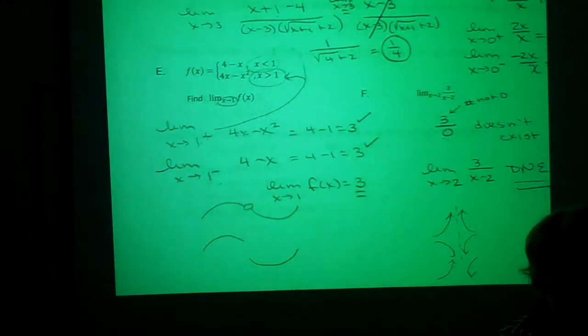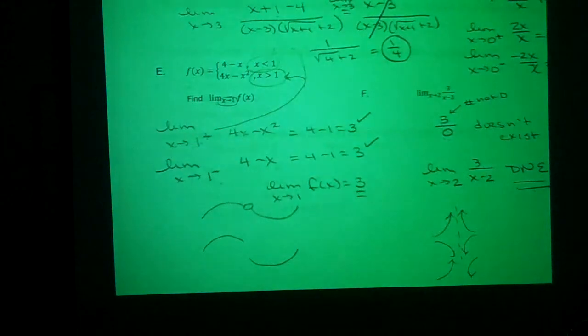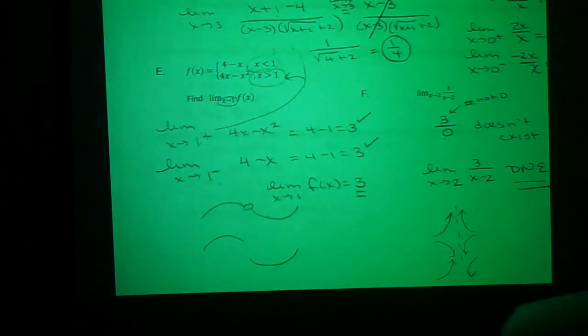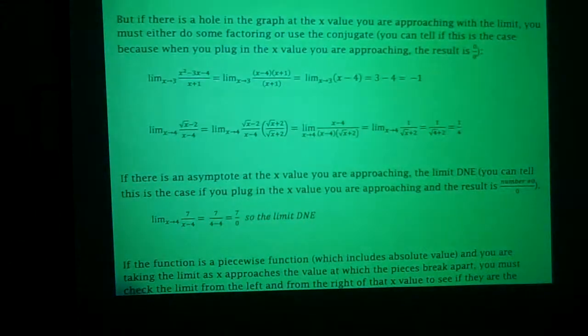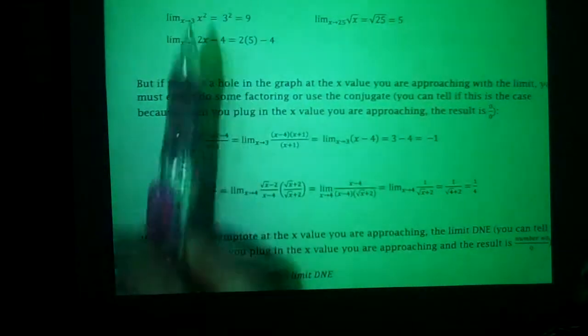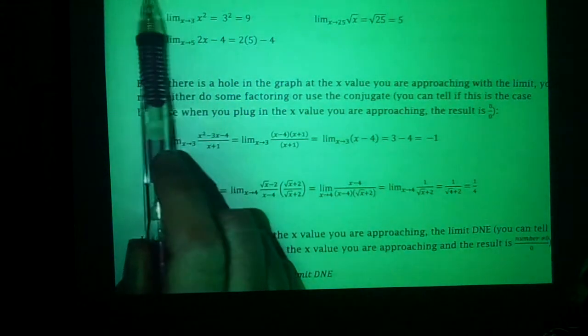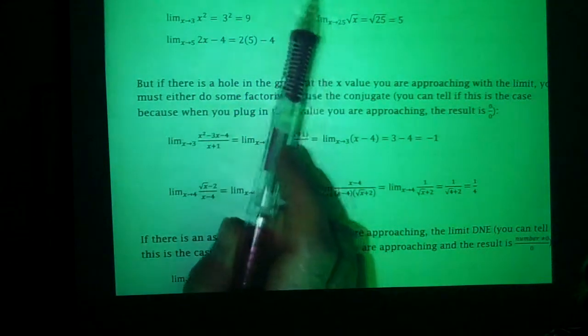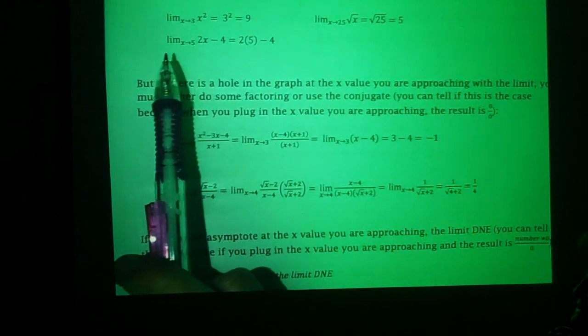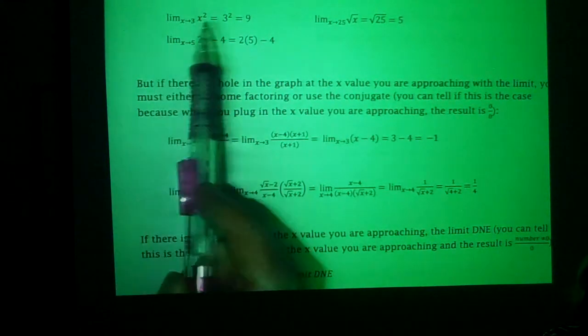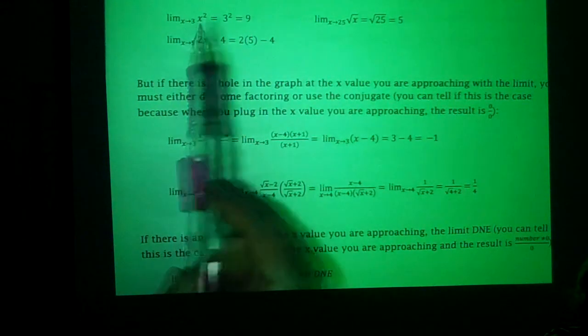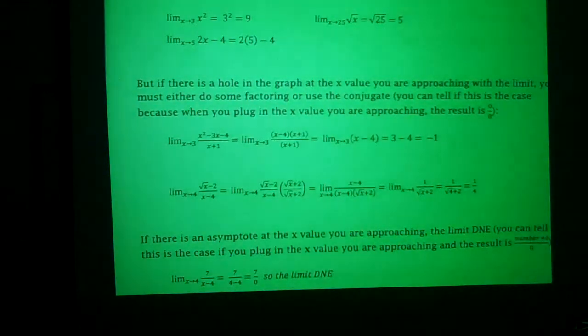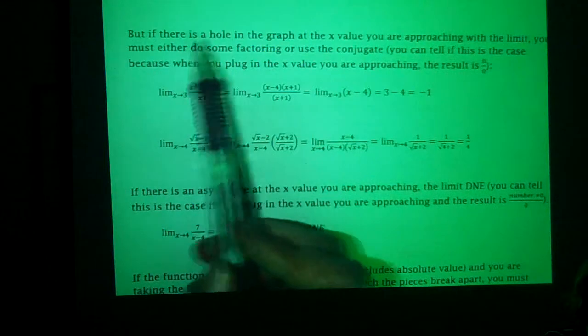So there's a couple examples on the broken down worksheet, and the reason I did this worksheet was for people who needed a little more help on these kinds of things. So I solved what do you do if you have a function with no holes or asymptotes? What do the limits look like? Well, with no holes or asymptotes, you plug the value in, you get your limit out. It's very straightforward.